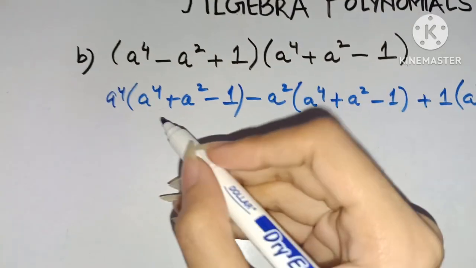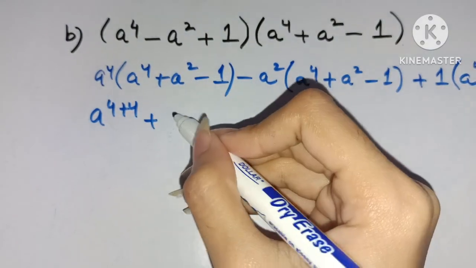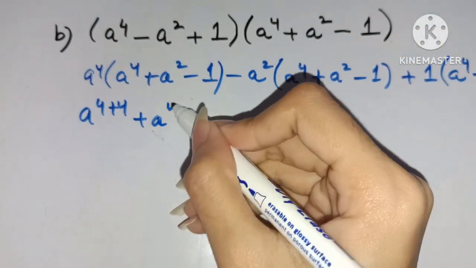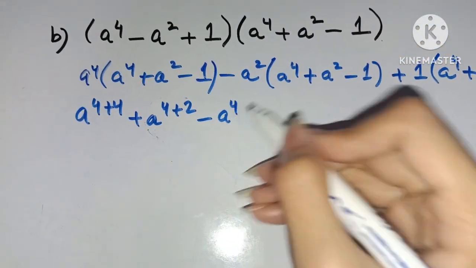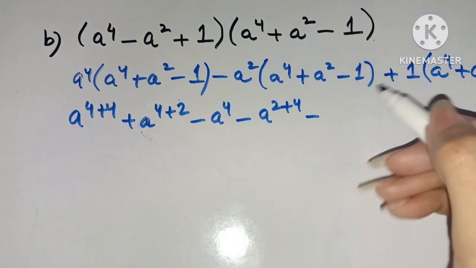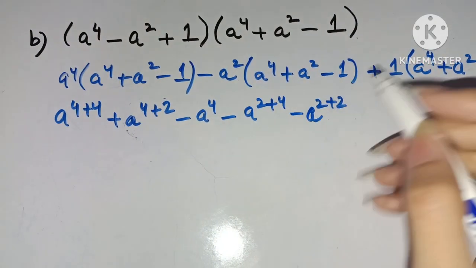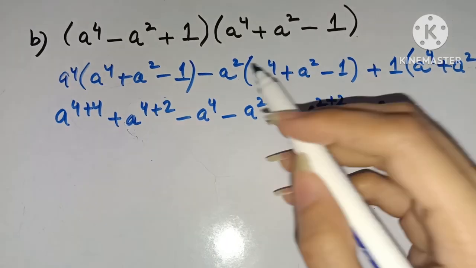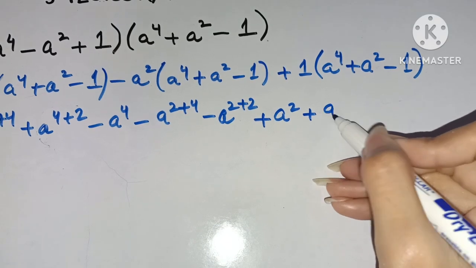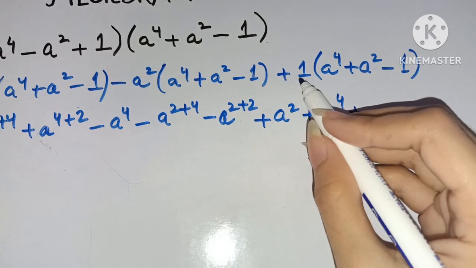So a power 4 and a power 4 is 4 plus 4, plus a power 4 and a power 2. So what we will do over here, a 4 plus 2, minus a power 4 minus a power 2 plus 4, and plus minus will be minus. So a 2 plus 2, minus will be plus. So a square will be multiplied with 1, so it will come a square. Plus 1 will be multiplied with a4, so it will come a4, and this whole expression will come as it is because it is multiplied with the 1.